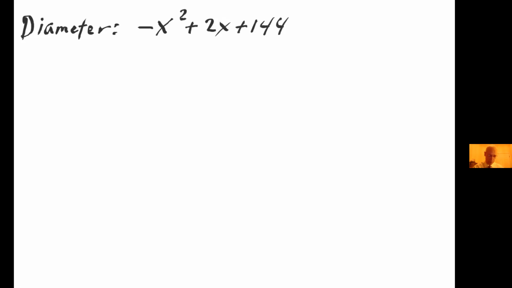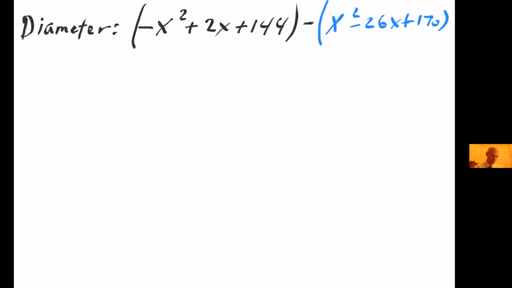So for the diameter, I'm going to have the upper function, which is minus x to the second plus 2x plus 144. And I'm going to subtract from that the lower function, the function below that, which is x to the second minus 26x plus 170. Okay.